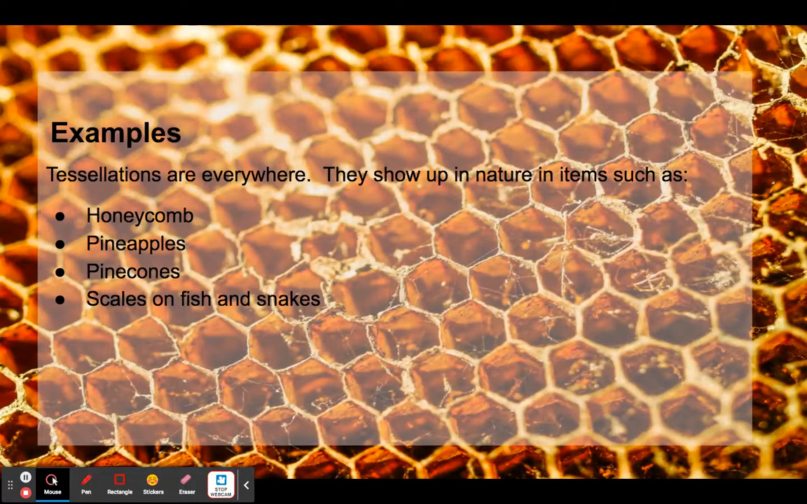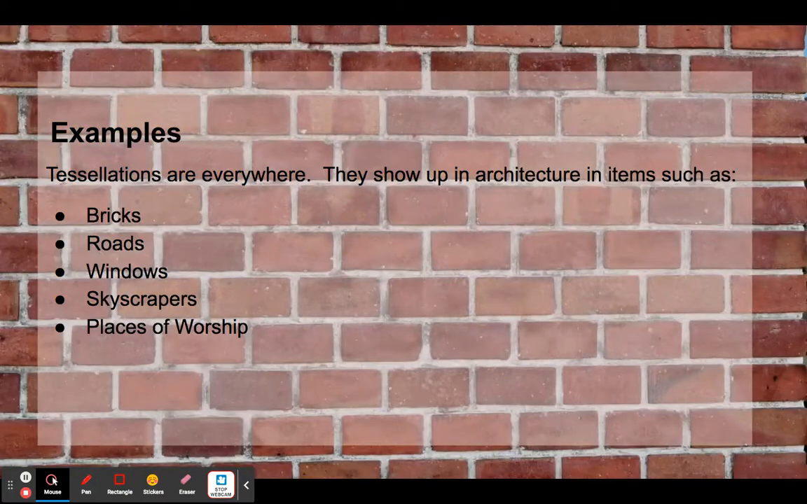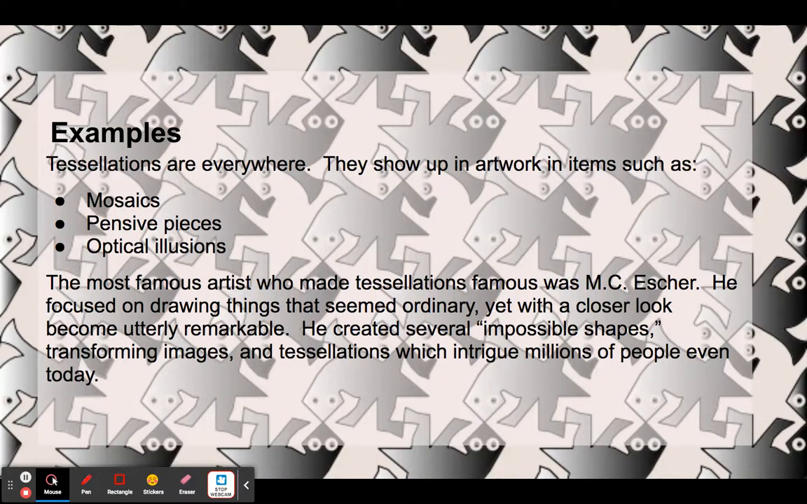Here's some examples. Tessellations are everywhere. They show up in nature in items such as honeycomb, pineapples, pine cones, scales on fish and snakes, and many other places. Look at all those shapes in that honeycomb behind the words there. Isn't that wonderful? They also show up in architecture, such as in bricks, roads, windows, skyscrapers, places of worship even. They even show up in artwork. And they show up in mosaics, puzzle pieces, optical illusions.